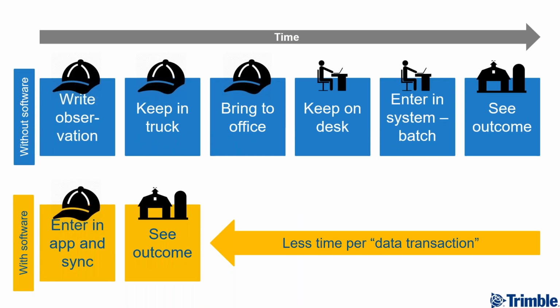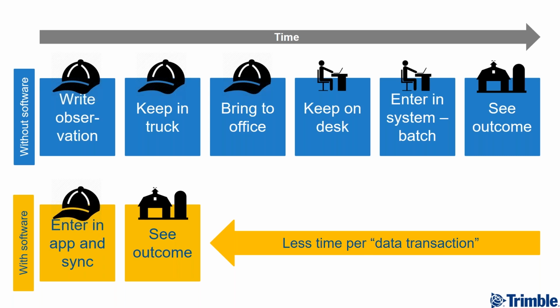So the situation we have here is we have time on the very top going from left to right. The blue boxes represent what could happen without software. So I'll walk through, and the yellow represents what could happen with software. So what could happen without software is someone in the field writes an observation down. For example, the seed price went up. They might keep it in their truck. They might bring it to the office. The person in the office might keep it on their desk. And at some time, probably in batches, whenever they get back to that Excel sheet or something, they enter it into the system. And then the farm manager, the owner on the far right, sees that outcome.